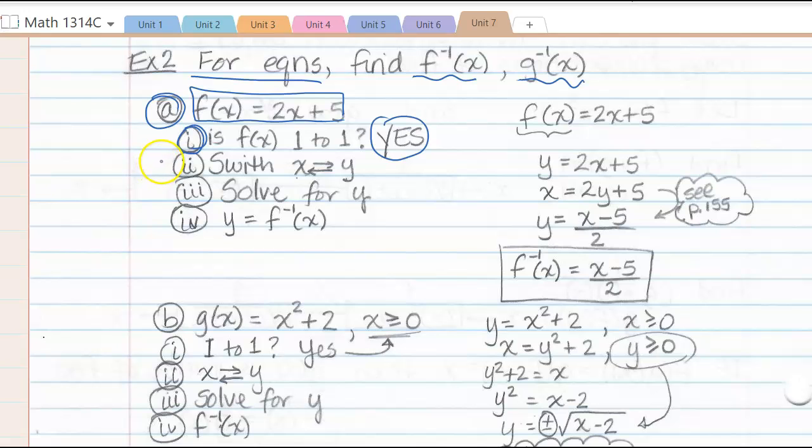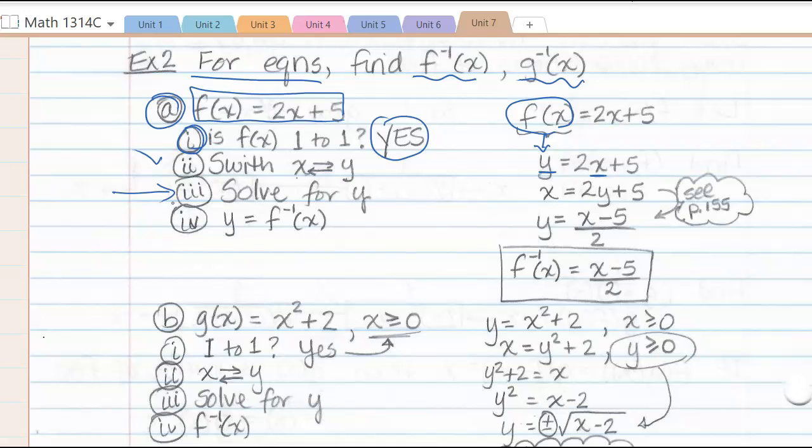If it is one-to-one, we're going to go to step number 2, which is to switch the x's and y's, just like we did in example number 1. In this case, we're going to change our f of x into a y, and then switch their places. So instead of y is equal to 2x plus 5, we're going to have x is equal to 2y plus 5. The next thing we need to do is solve for y.